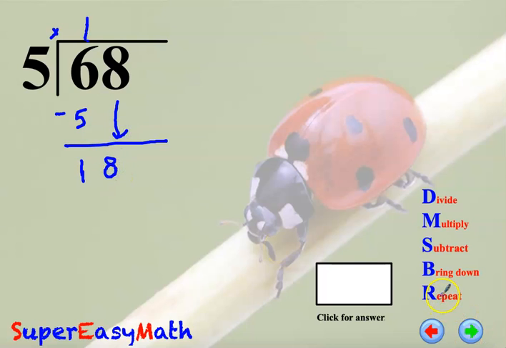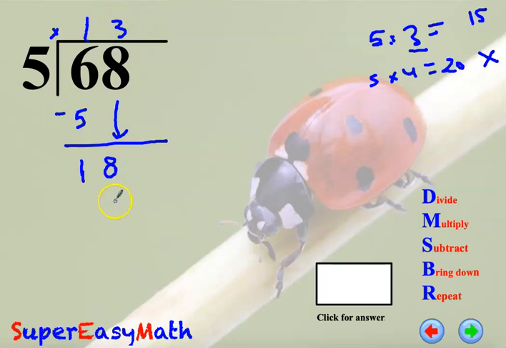Then repeat the same steps. So divide, how many 5 we have in 18? We know that 5 times 3 equal to 15, and 5 times 4 equal to 20, which is greater than 18, so we won't take it. So we have 3 5 in 15. Then multiply, so 5 times 3 equal to 15. Subtract, 18 minus 15 equal to 3.